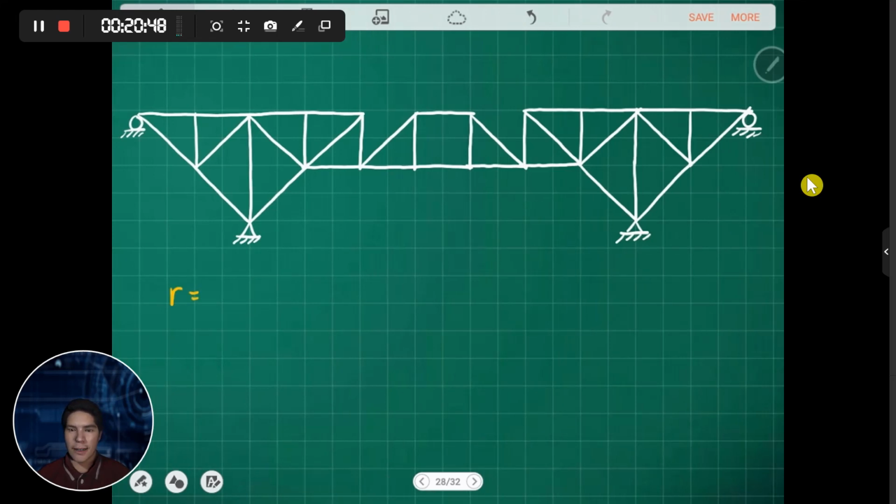Also, on the last problem, again, we count the number of reactions. So we have 1 for the roller, we have 2 for the pin, and the roller. 1 plus 2 plus 2 plus 1. So we have a total of 6 reactions.